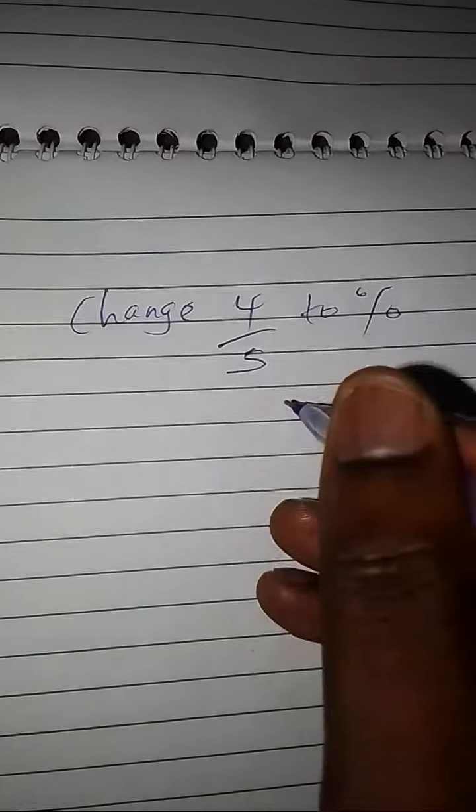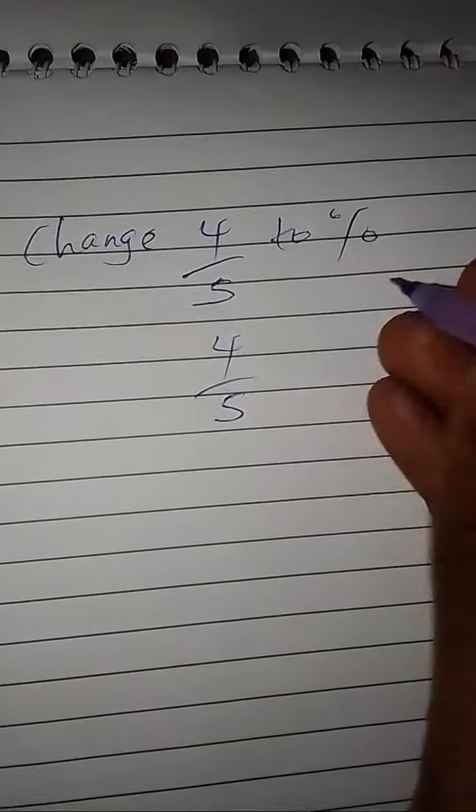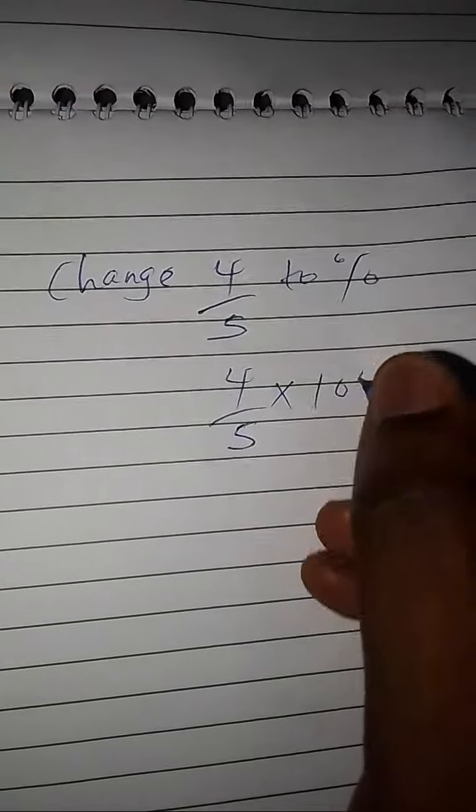So there are several ways of working out. So we can change 4 over 5 to a percentage. How are we going to change 4 over 5 to a percentage? We shall pick 4 over 5. We know that all percentage adds up to 100%. So we multiply it by 100%.